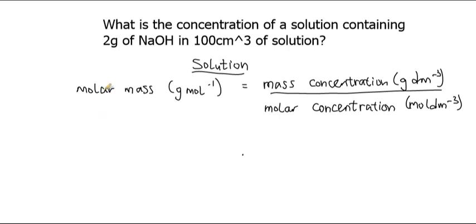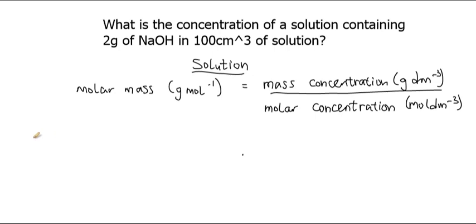From the formula we've written, the molar mass of sodium hydroxide is unknown, so we can calculate that, and we'll be doing that now. The mass concentration in grams per dm³ is not given. We only know the mass concentration given in 100 cm³, while the molar concentration is unknown. So to start with, the first thing we'll do here is to calculate the molar mass of sodium hydroxide.